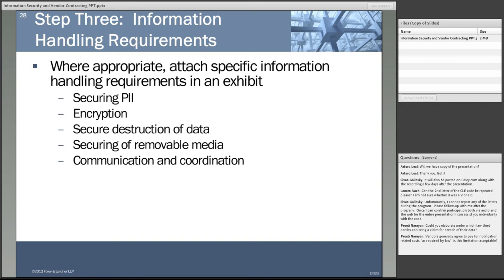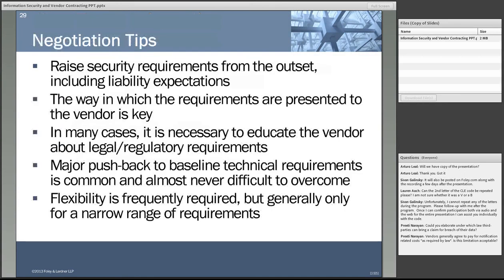So moving on. We're going to talk quickly about some negotiation tips, and then we'll try to get to some of the Q&A as well. In terms of negotiations, we talked about how you really want to raise these things at the outset, including your liability expectations. Again, can't say that enough. We've said that throughout this presentation, that's something you want front and center in the beginning, because if a vendor won't provide you that, you may not want to be doing work with that vendor.